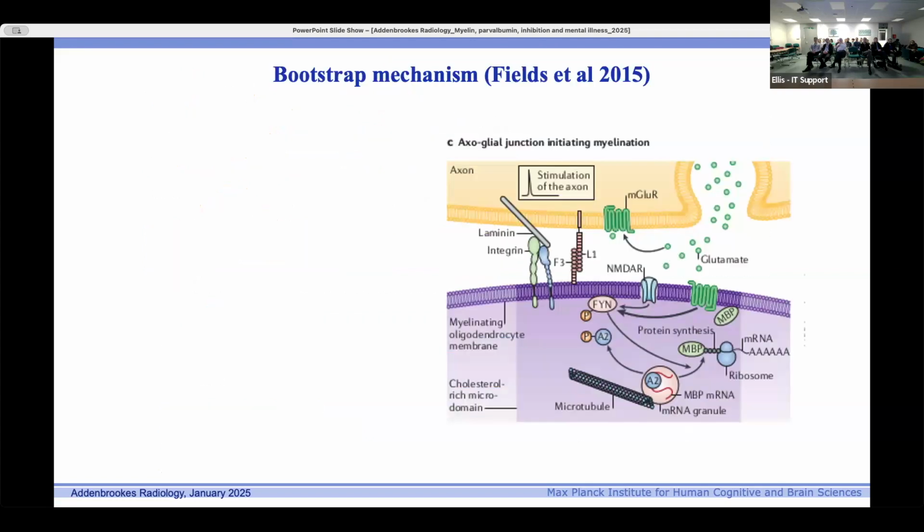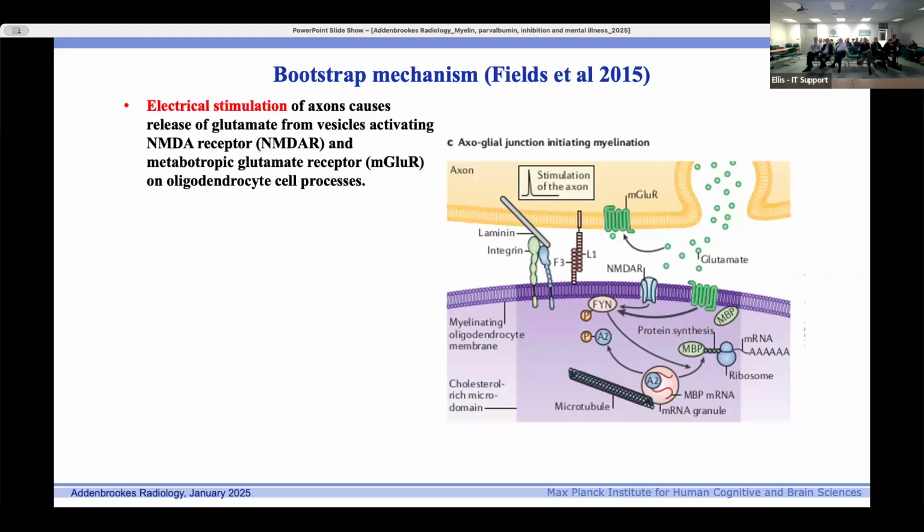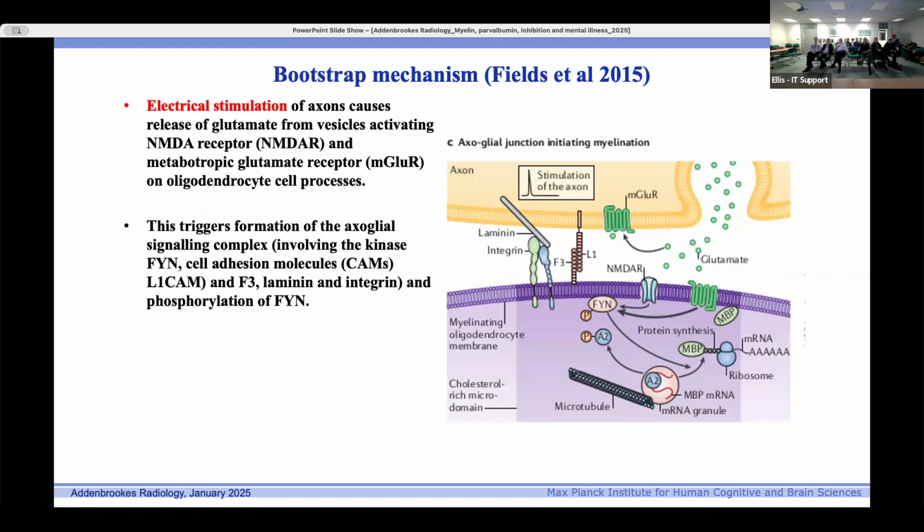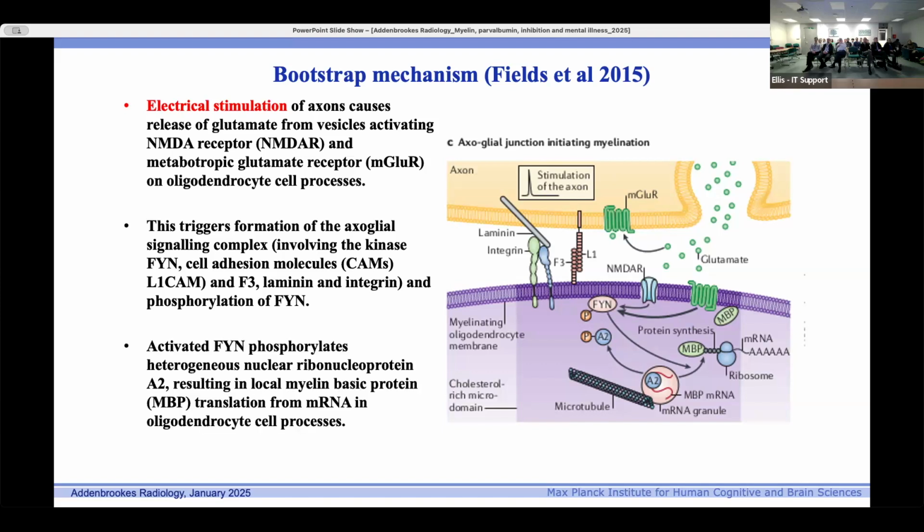There's a bootstrap mechanism, which has been well described by David Lyons and now others, in which electrical stimulation of axons causes release of glutamate from vesicles, activating the NMDA receptor and the metabotropic glutamate receptor on oligodendrocyte cell processes. That triggers formation of the axoglial signaling complex. We can read that out.